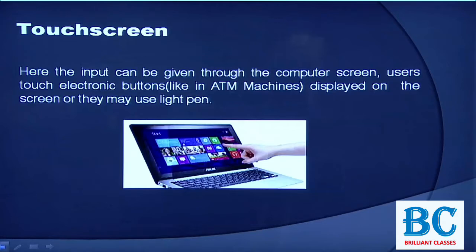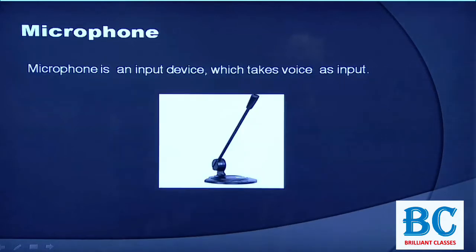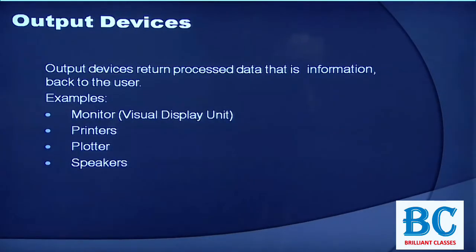The next is the touch screen. Another form of input is touch screen. So here the input can be given through the computer screen, which accepts the input through the monitor. Users touch electronic buttons displayed on the screen, or they may use a light pen. Nowadays smartphones, laptops, TVs, ATM machines all are using touch screen panels. The next input device is the microphone. So microphone is an input device which takes input as voice. So we have seen the input devices.